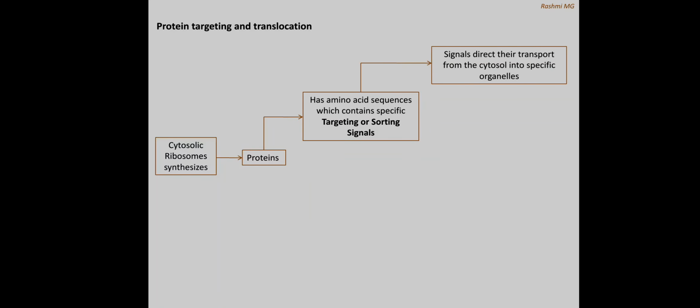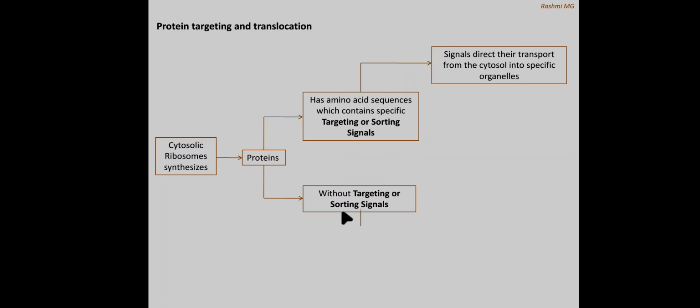Okay. Next, protein targeting and translocation. Cytosolic ribosome synthesizes protein, obviously. Now let us see what these proteins have. The protein has an amino acid sequence. As I said, the protein will have a pin code, a sequence that is known as targeting or sorting signals. These sorting signals help the protein to be delivered to a particular specific organelle.